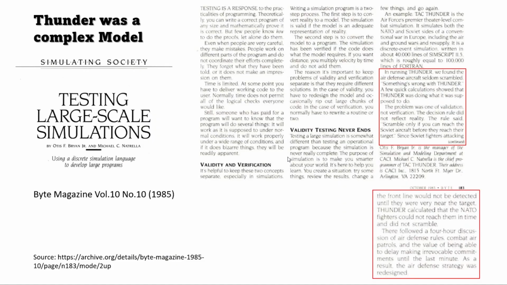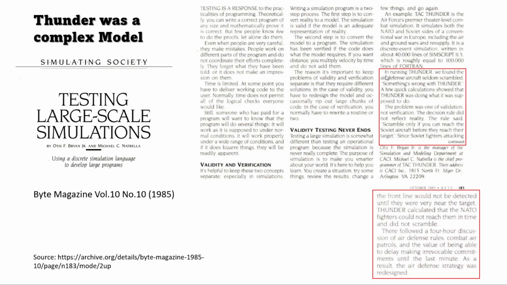Just to illustrate how the name Thunder was in the public domain already in 1985, about 14 years before Falcon 4, here is a short passage of an article published at that time in the very famous Byte magazine, written by the manager of the company developing Thunder and its chief programmer. The article is about how to test large-scale simulations and cites several issues found during development.